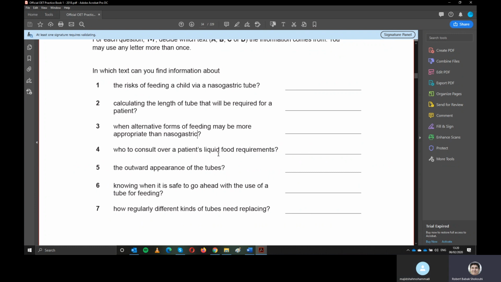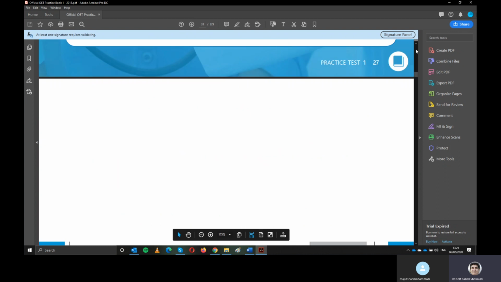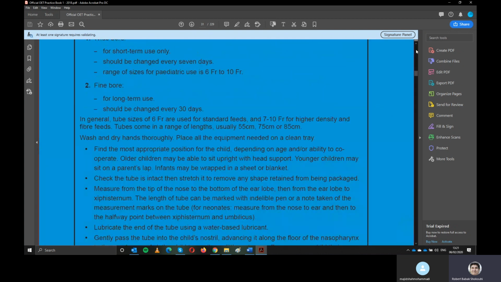Who to consult over a patient's liquid fluid requirements is definitely D. It was the nutritionist. The outward appearance of the tubes, we saw it. It was B. Knowing when it's safe to go ahead is C. How regularly different kinds of tubes need replacing. We didn't have that, yes? So we need this one, replacing and alternative forms. Let's go up.